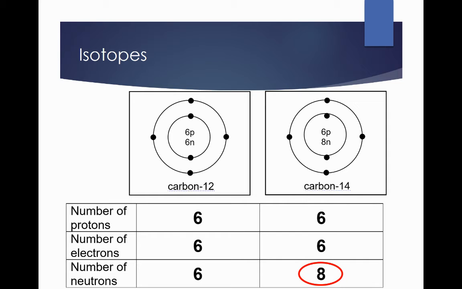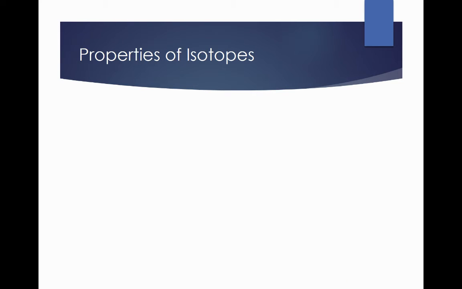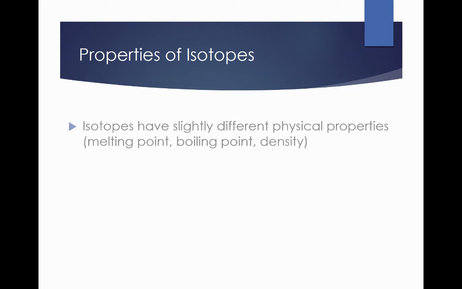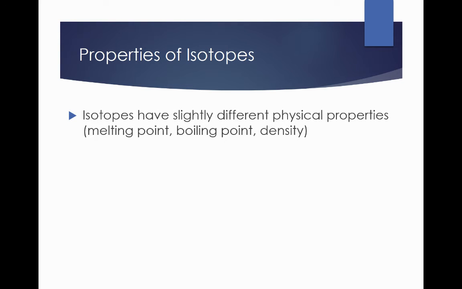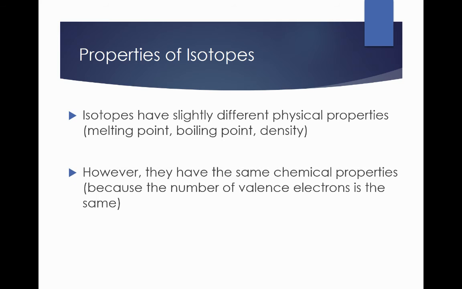And this gives us the next portion here, which is the properties of isotopes. And in general, they have a very slight difference in physical properties, such as the melting point, boiling point, or the density. However, even though that is slightly different, what is same about them is that they have the same chemical properties because the number of valence electrons is the same, and therefore they will behave in a very similar way.